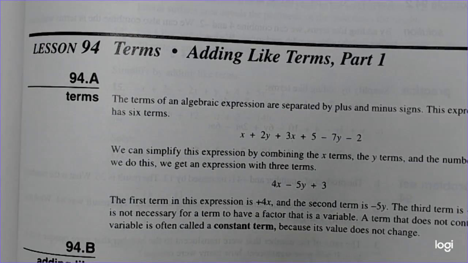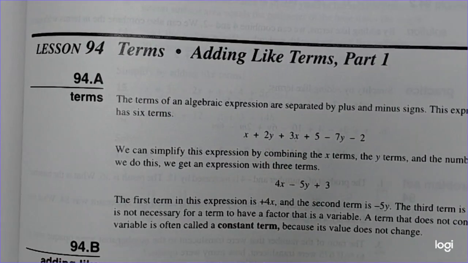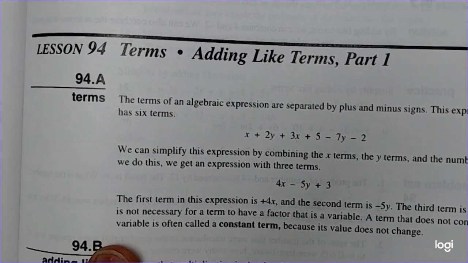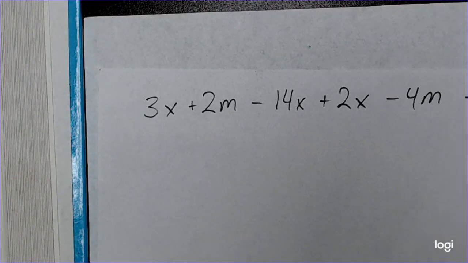Great. Now, when it comes to adding like terms, we can only add the same letters to each other, and we can only add the whole numbers to the whole numbers. So let's just hop right into an example, and we'll get a feel for it. Okay, here's our sample problem.